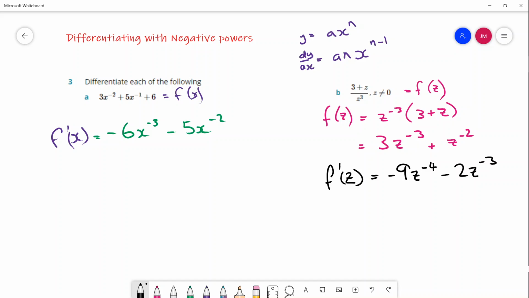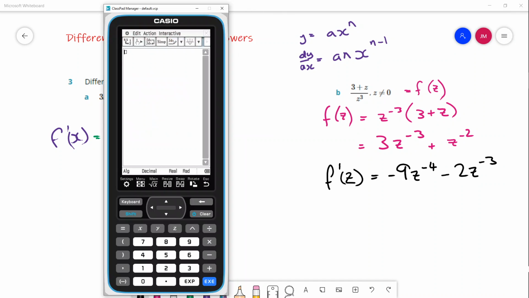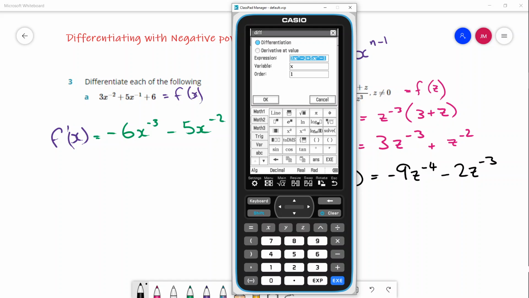Now, what I didn't show you last lesson is how to use your Classpad. So if we type in these original functions, so I've got 3x to the negative 2 plus 5x to the negative 1 plus 6. If I want my CAS to differentiate this for me, I can highlight the whole thing, go interactive calculation diff, and you can see it's got my expression in terms of x. I've got to tell it what variable I want it in, and click OK.